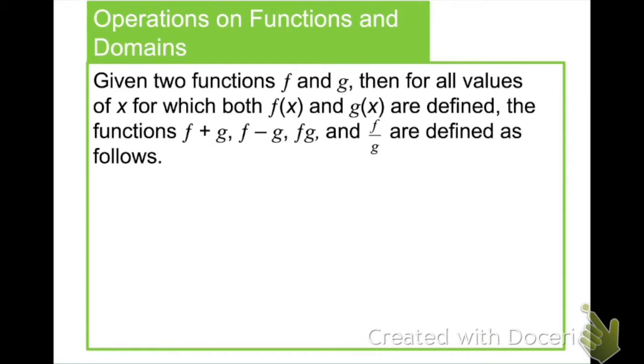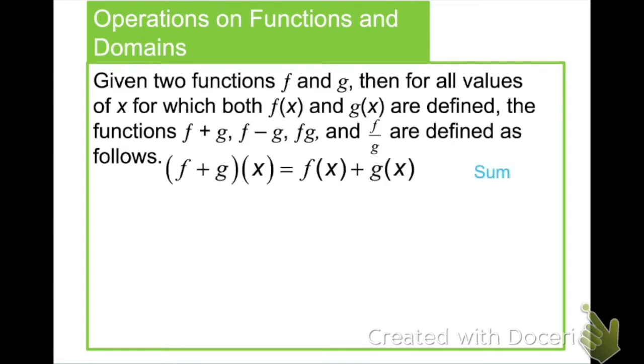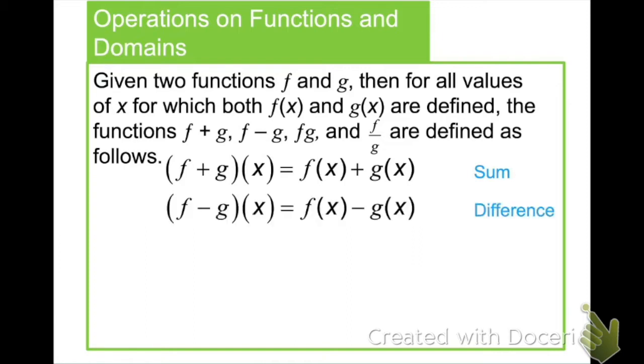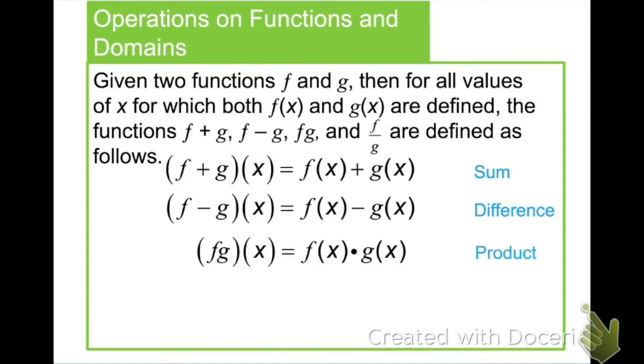Given two functions f and g, for all values of x for which both f and g are defined, the functions f plus g, f minus g, f times g, and f divided by g are defined as follows. f plus g is just taking function f and combining like terms with function g by adding. f minus g of x is just taking function f and subtracting off function g. f times g of x is just taking your two functions and finding the product. You can either do that by distributing if there's a monomial, or box method or FOIL.